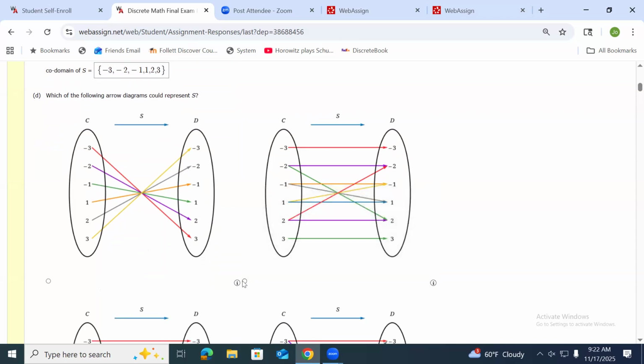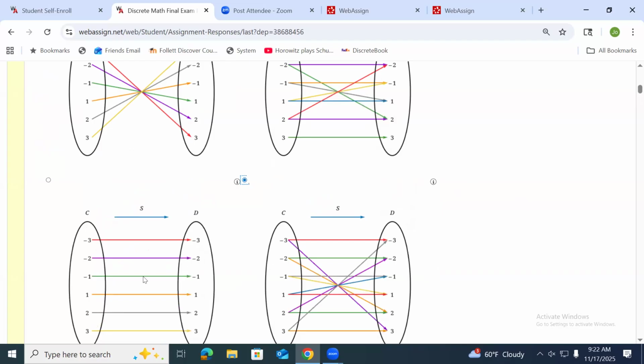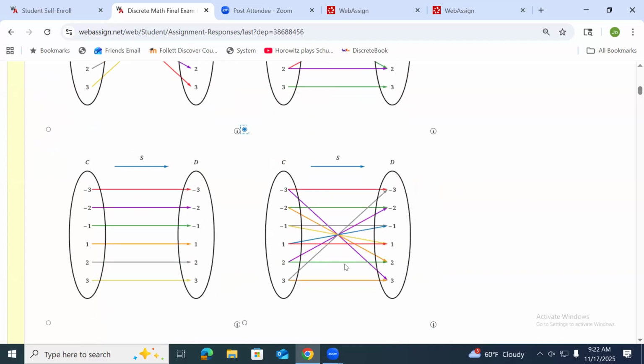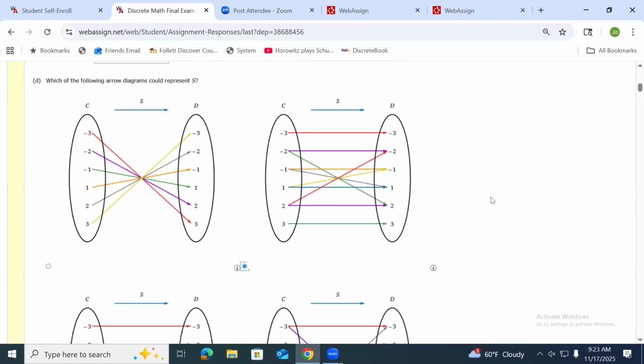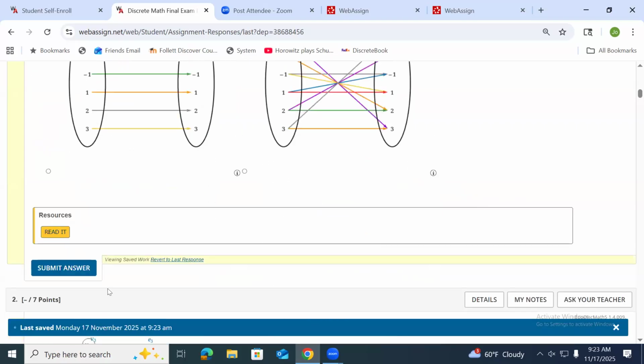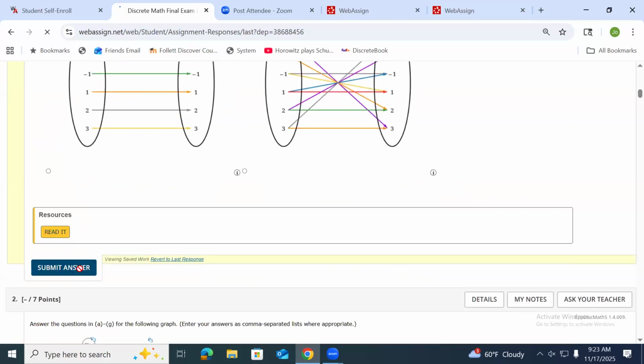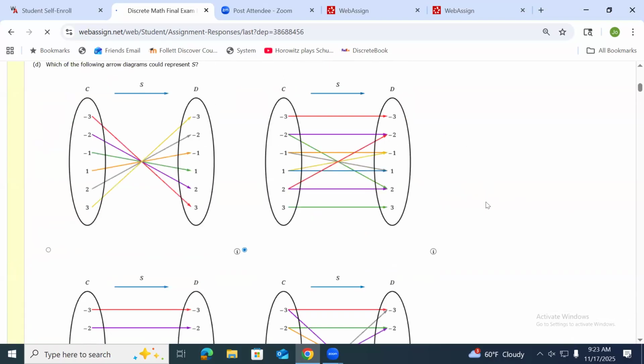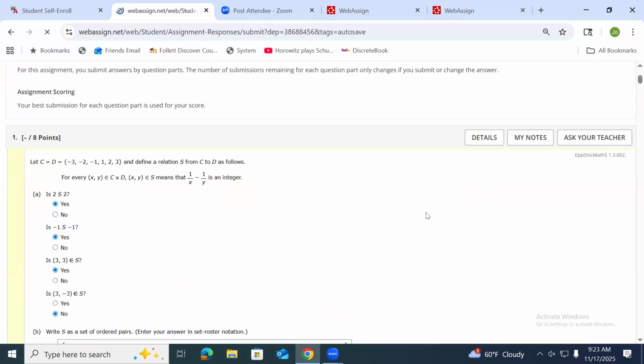But we need to make sure that we pick the best answer, so it's not that one for sure, because -3 can't go to two different numbers. So it's got to be just the second one. So there we go. Okay, submit answer. And it'll tell you right away whether you got it right or wrong. Let's just check and see.